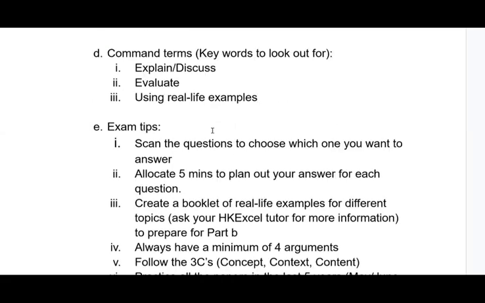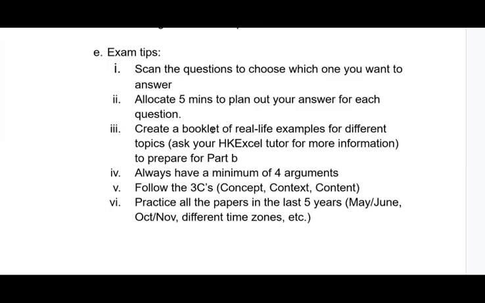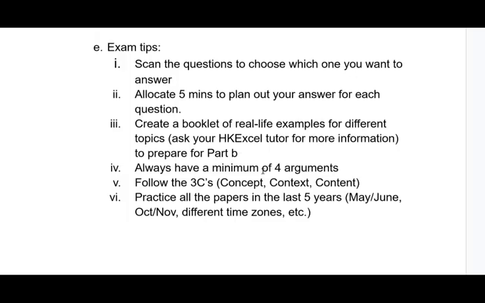Some exam tips. First of all, scan the questions, read through them all, figure out which one you want to do. Of course, allocate 5 minutes to plan out your answer, create a booklet, or ask your tutor for more information. Make sure you have a minimum of 4 arguments in your analysis section. Follow the 3 C's. In this case, context doesn't necessarily apply. That applies to paper 2. So make sure you have your concepts and your content. Your concept is your economic concepts that you've learned throughout your IB syllabus. And content is the evaluation, your critical analysis, your judgment, your opinion that you provide.